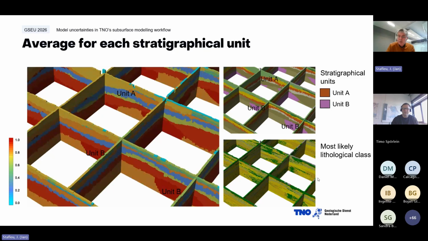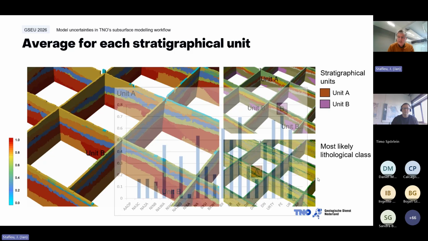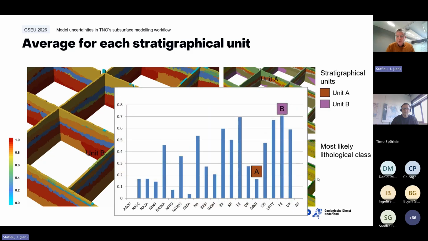We can also calculate the model uncertainty as an average for each of the stratigraphical units in the model. If we plot that in a bar graph, we can see our unit A with a very low model uncertainty as a whole, as an average, and unit B with a very high model uncertainty. And we can also see a trend of increasing model uncertainty with depth. Depth increases from left to right.